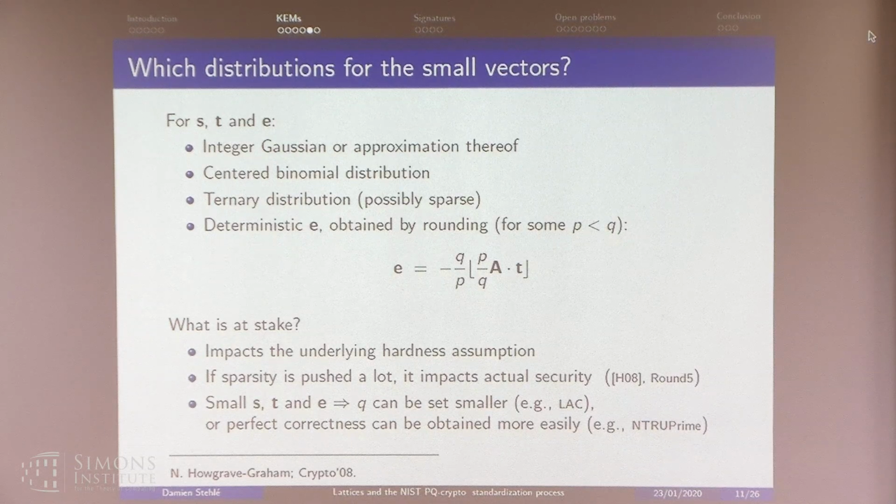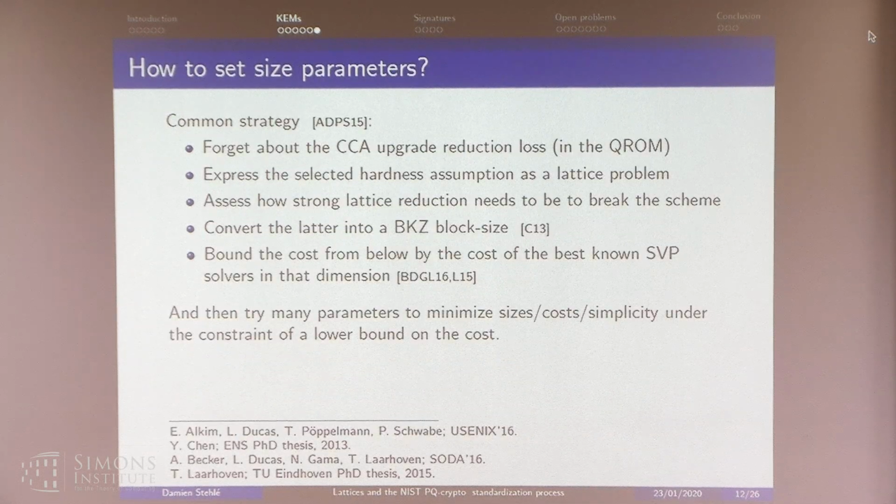An extreme case is a LAC submission, where q is below 8 bits. Or you can get perfect correctness more easily, which is what was done in NTRU Prime. And then, how to set parameters. I go very briefly on this one because that was covered already.